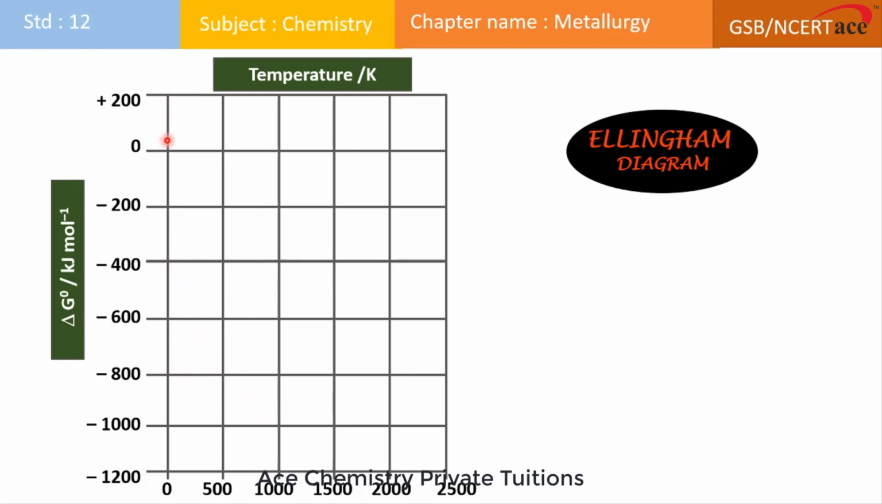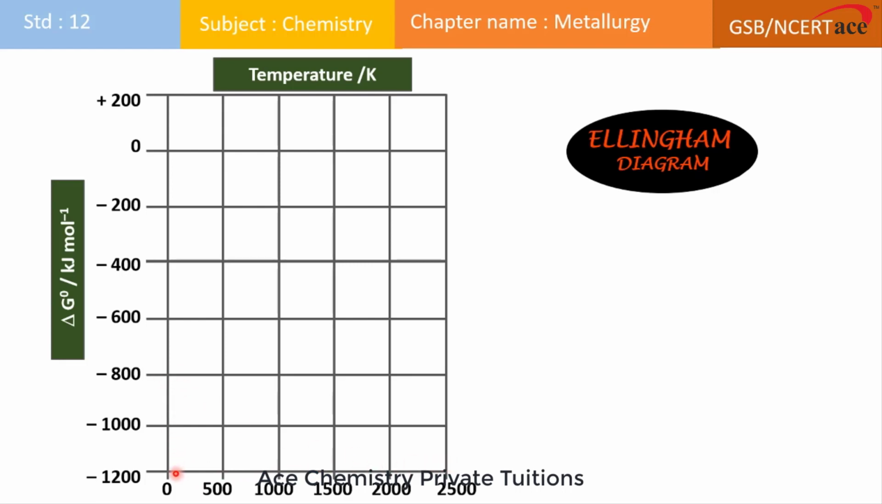Here, on the y-axis, all the different values indicate the value of delta G naught. You can see it's the standard Gibbs free energy, and the unit of this is kilojoule per mole. This delta G naught value is calculated from the Gibbs-Helmholtz equation by considering all the four cases, and this delta G value is plotted against the temperature on the Kelvin scale.